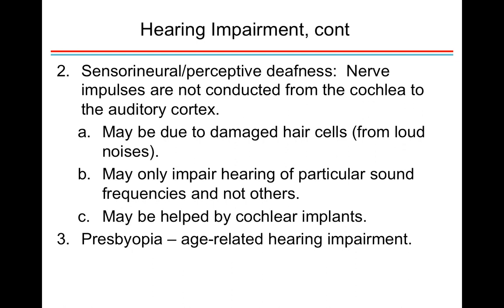Another type of deafness is called sensorineural or perceptive deafness. And this is where nerve impulses are not conducted from the cochlea to the auditory cortex of the brain.